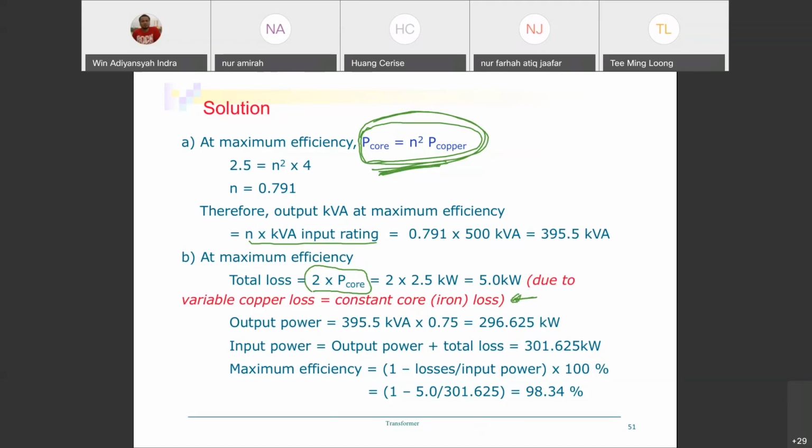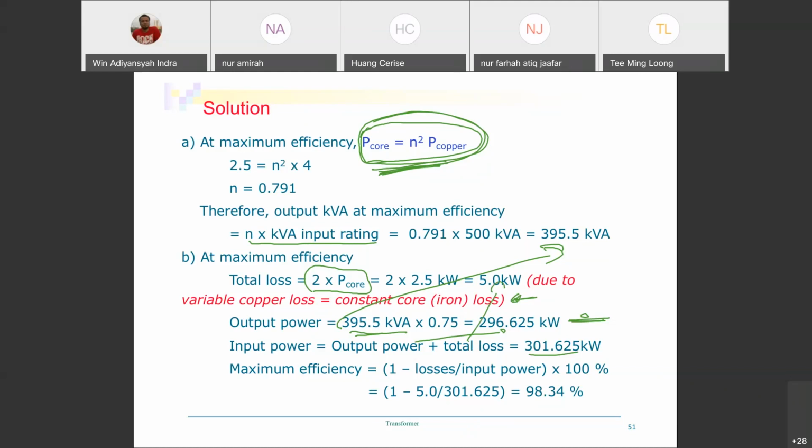Okay, so output power, don't forget the power factor, multiply with power factor. This one comes from the A. This one comes from this one. Multiply with power factor. Input power. Input is the output plus the total loss. Output is this one. Total loss is 5. You have this one. So the maximum efficiency.